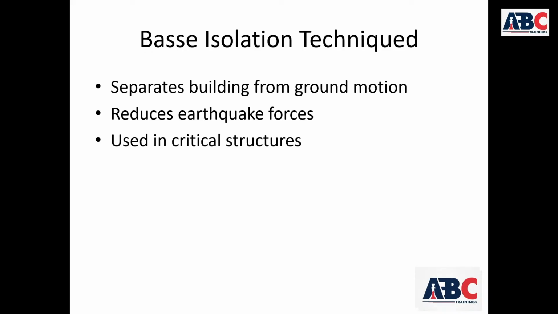Types of isolation. There are different types of isolation. Lead rubber bearings, LRB: rubber layers with steel plates and a lead core for energy absorption. High damping rubber bearings: rubber absorbs vibration energy. Friction pendulum system: a sliding mechanism that reduces force transmission.